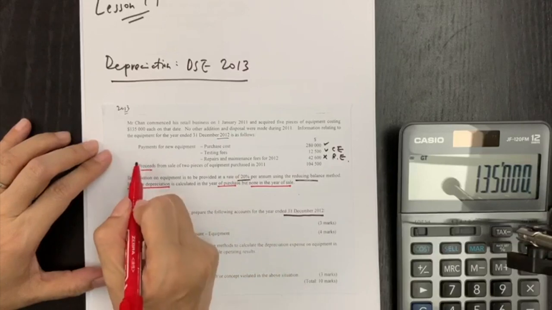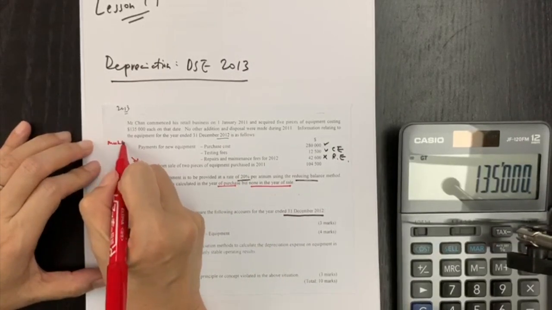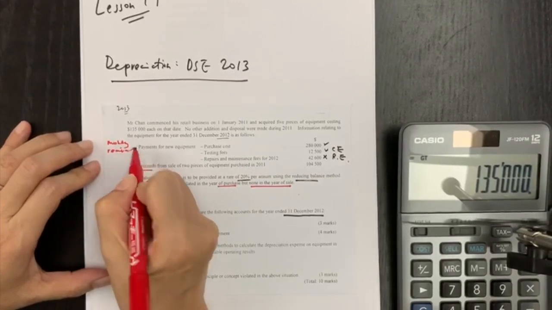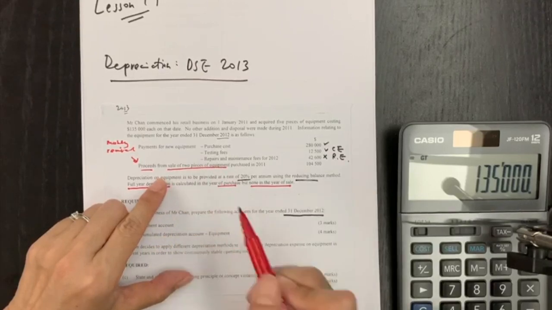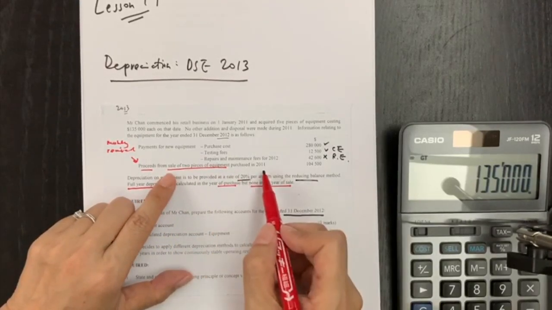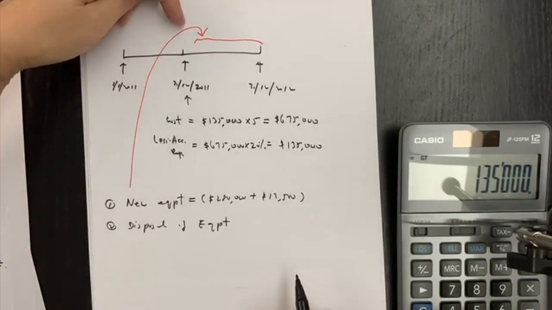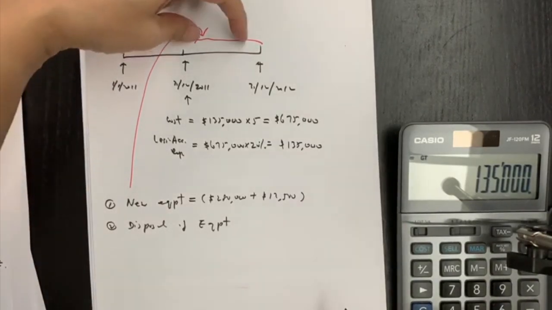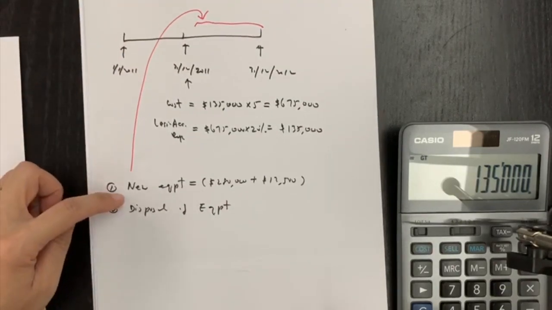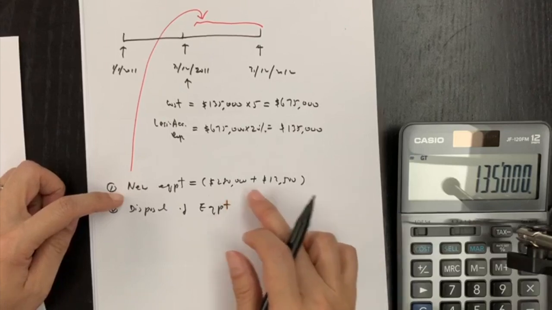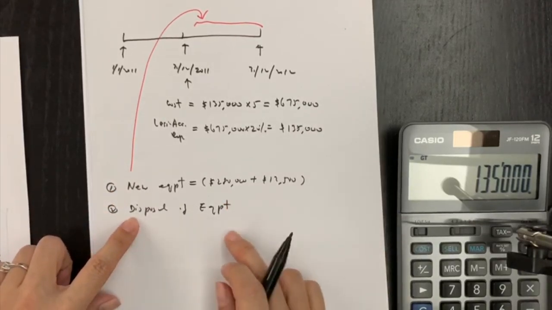Okay, so next we come to these proceeds from the sale of two pieces of equipment purchased in 2011. So what is the meaning of proceeds? Proceeds means money received. So why do we receive money? Because we have this sale of two pieces of equipment. So simply speaking, what happened to this? We have disposal. So therefore we can go back to our timeline here. This is the second year. In year 2, two things happened. One is new equipment purchased, and we have finished this. And then what else? Number 2, which is about disposal of equipment.